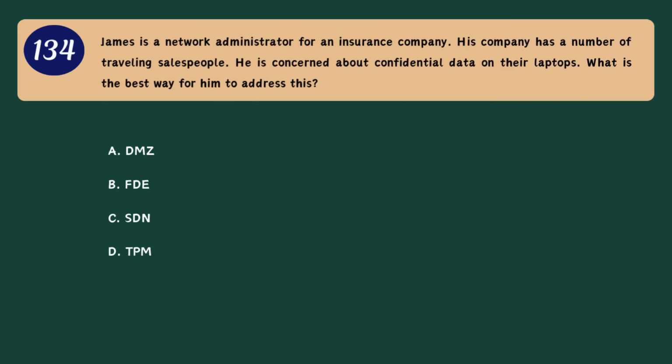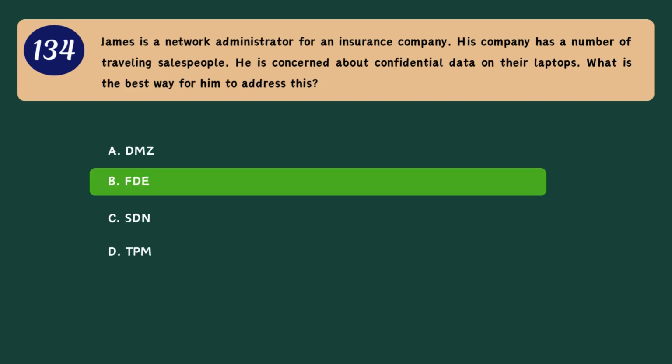Question 134. James is a network administrator for an insurance company. His company has a number of traveling salespeople. He is concerned about confidential data on their laptops. What is the best way for him to address this? A. DMZ. B. FDE. C. SDN. D. TPM.